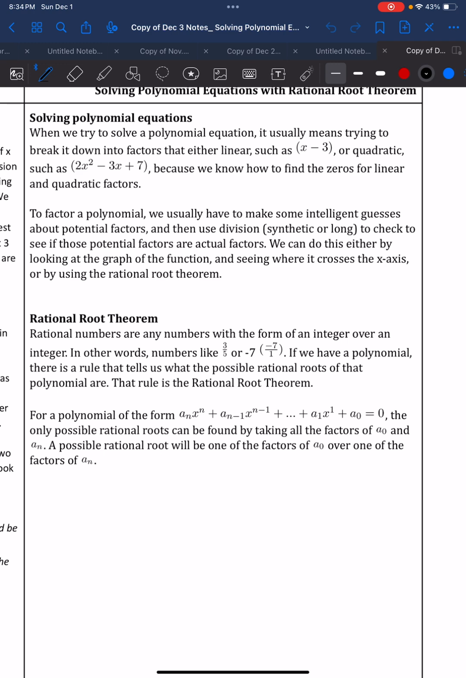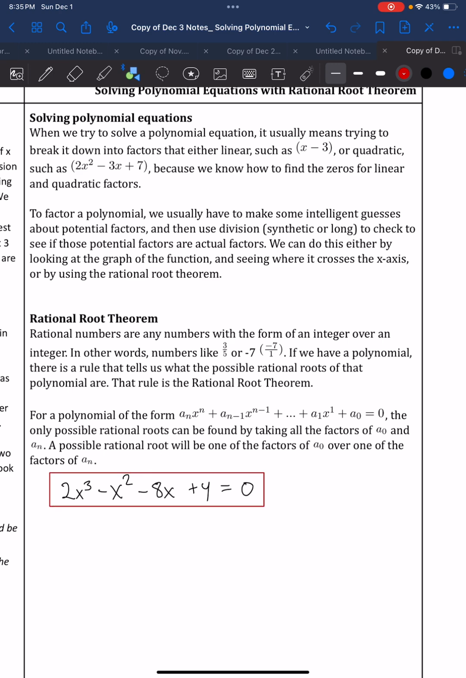So let's say that we have 2x cubed minus x squared minus 8x plus 4 equals 0. So this is the equation that we're trying to solve. All right?